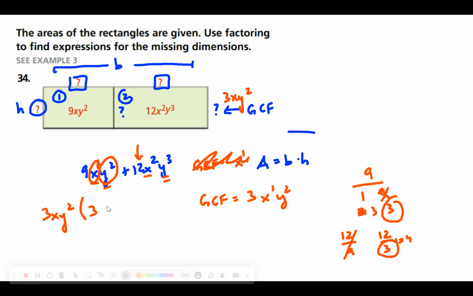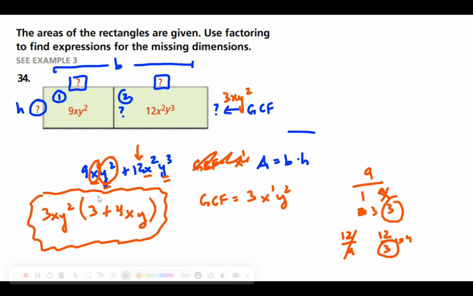12 divided by 3 is 4. So plus 4. x to the second, take away 1 is x to the first, x. y to the third, take away 2 is y to the first, y. This is our factored expression.